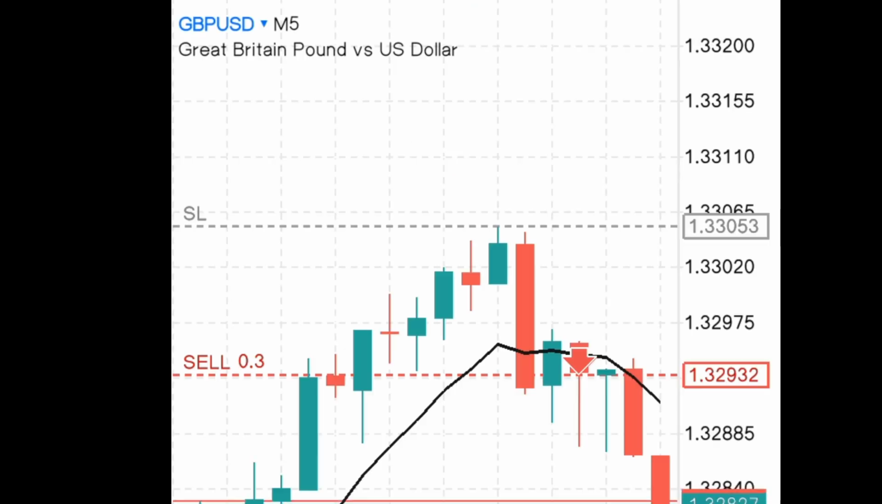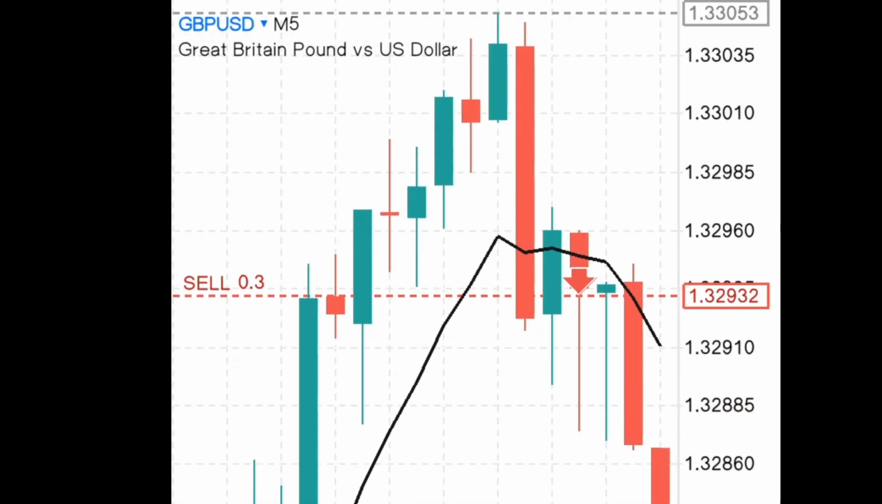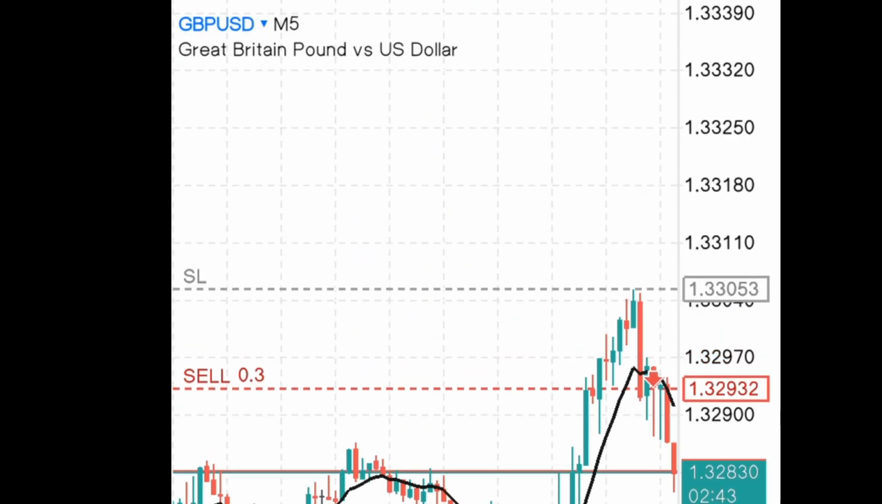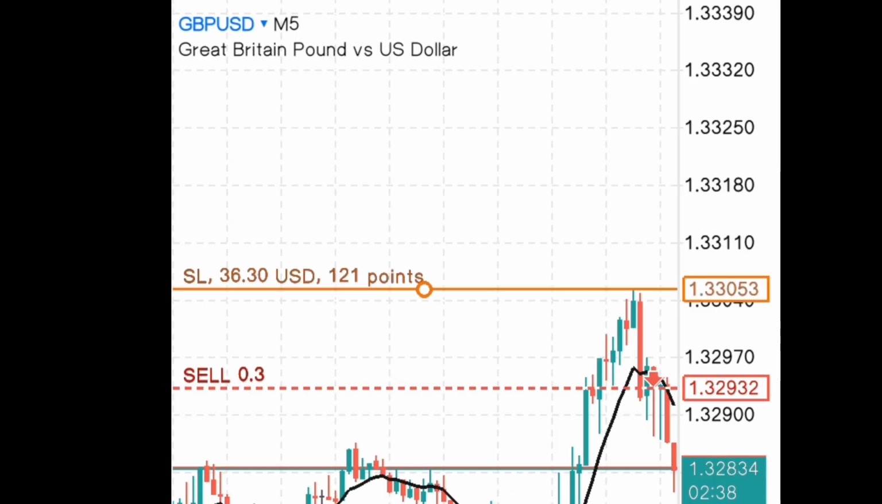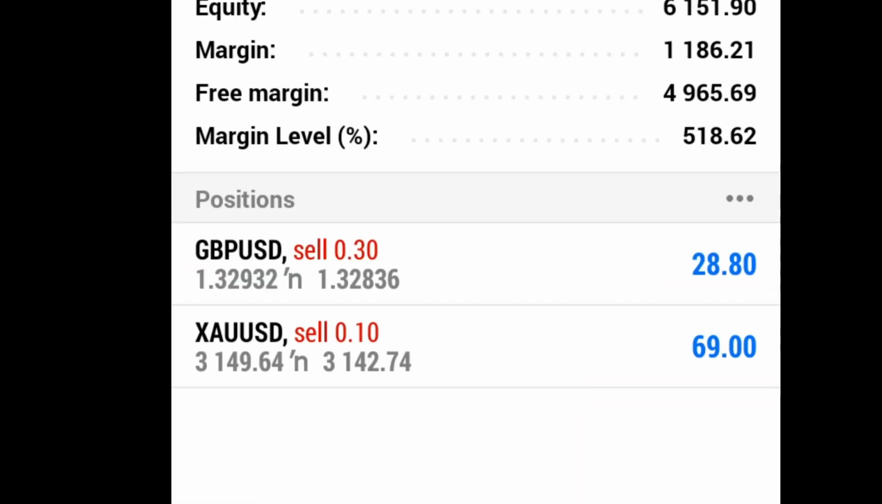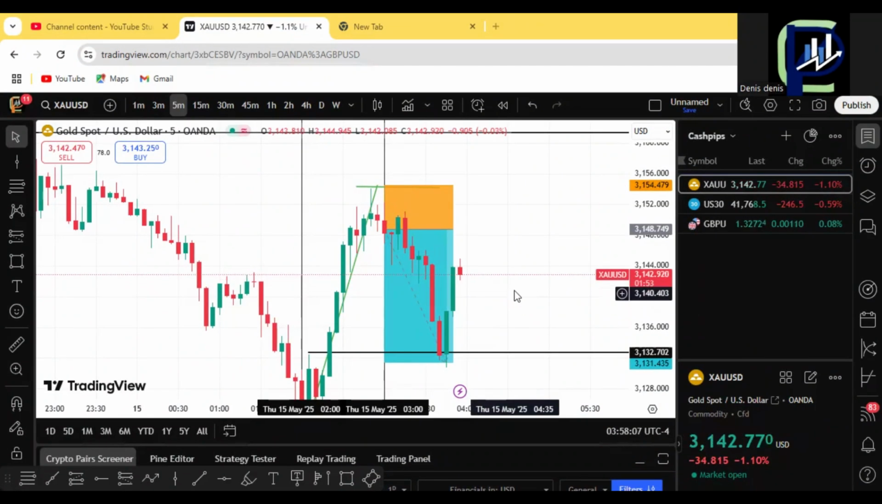So on gold, I'm on a risk-free trade. Gold, I'm on a risk-free trade, and GBPUSD has a risk of about $36. So if I get kicked out on stop loss for both, I will still have money in the bank because gold is on risk-free. Okay, so this is how the trend travels.